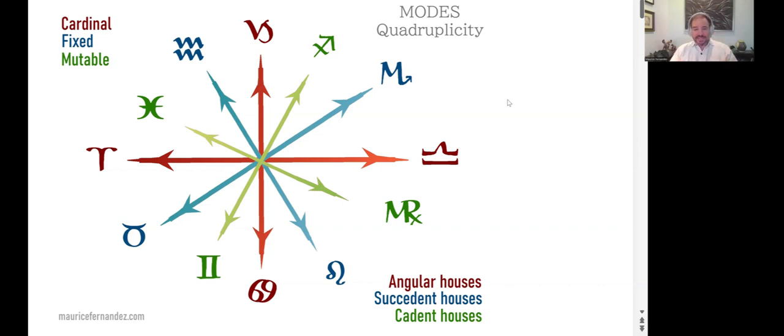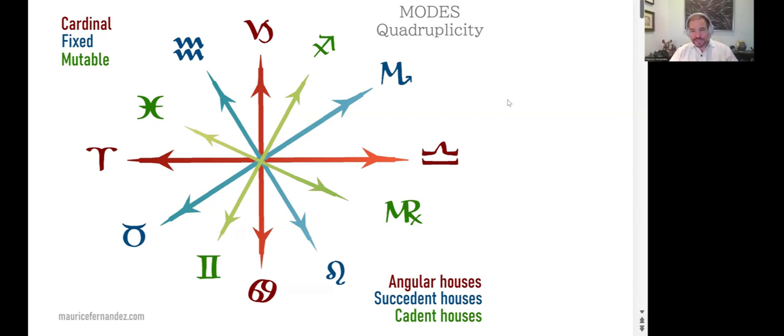Then the fixed signs: Taurus, Leo, Scorpio, and Aquarius, which we're going to learn are not really that fixed. It's a misleading term, but it is thematically associated with the succedent houses: second house, fifth house, eighth house, 11th house.